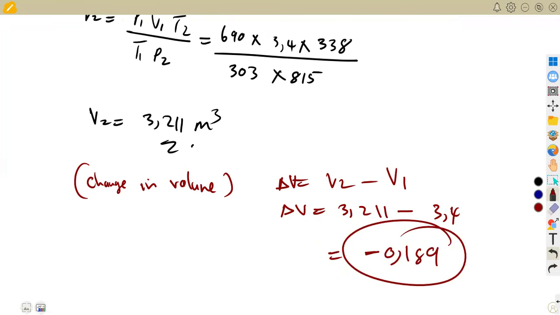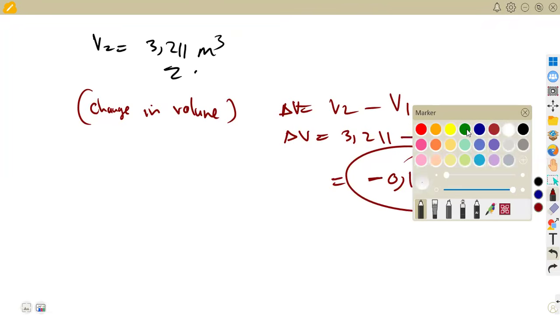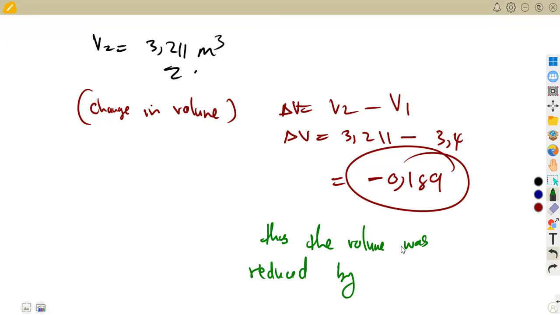So when the question is asking you to calculate the change in volume, a negative means the volume is reduced. So thus the volume was reduced by 0,189 cubic meters. Remember, this volume was in cubic meters before. So they can ask such questions. You are supposed to be careful about how you attempt your questions. These are the questions that you're going to have.